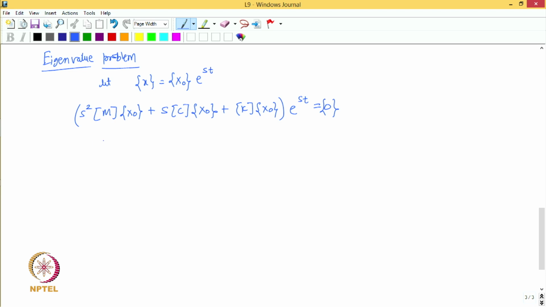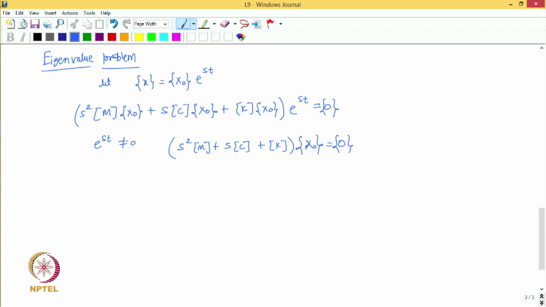And we can also therefore, in this case, for an arbitrary t, e to the power s t cannot be 0. Hence the only way this equation would be satisfied is when (s square m plus s c plus k) x naught is equal to 0. When this is satisfied, only then can the solution that we assumed be the solution of free vibration of the multi-degree-of-freedom system with damping.